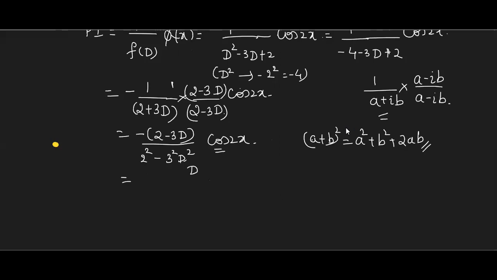What does the procedure say? Replace D square by minus a square. What is minus a square here? Minus 4. Okay, do it. One more thing you can do, you can take this minus inside. So you can just write like this: minus, if you take inside, 3D minus 2 and then cos 2x.